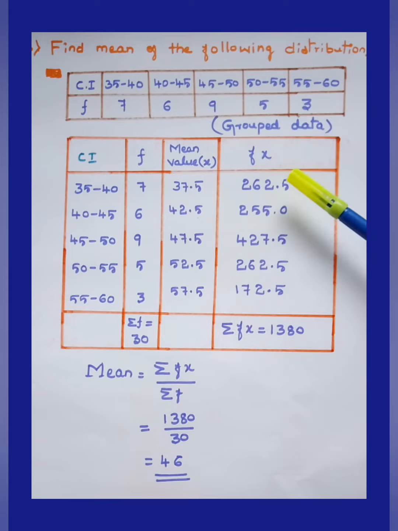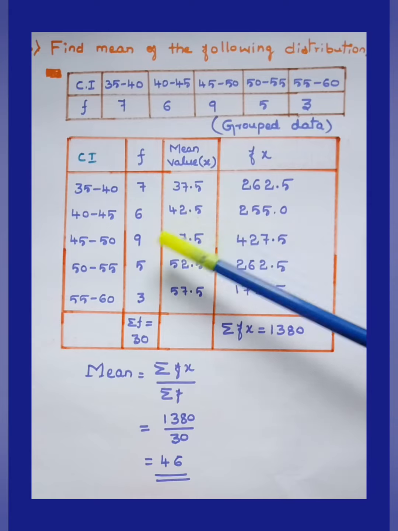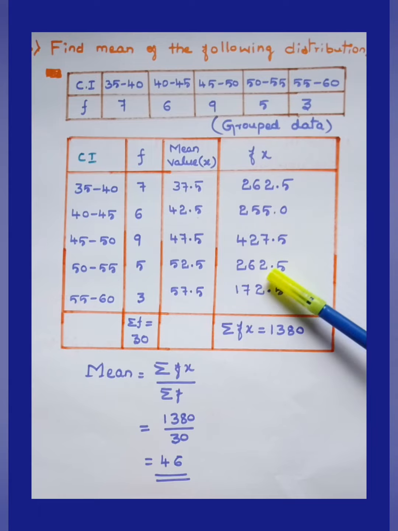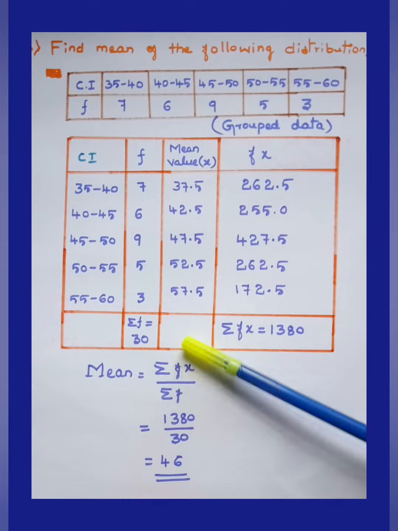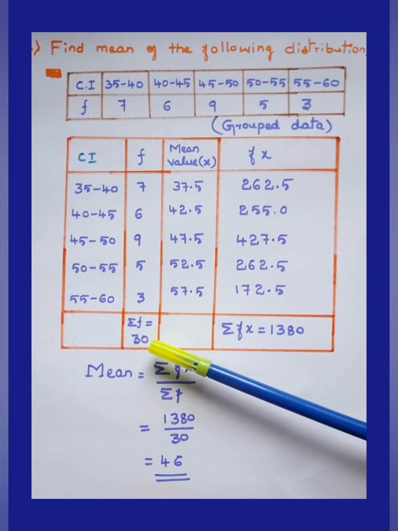Next we have to find the fx value. Multiply f and x. On multiplying these two, we get the fx value. Add all these fx values, we get sigma fx. Sigma fx is 1380 according to this sum, and the sum of frequency, sigma f, is equal to 30. It is nothing but the n value.